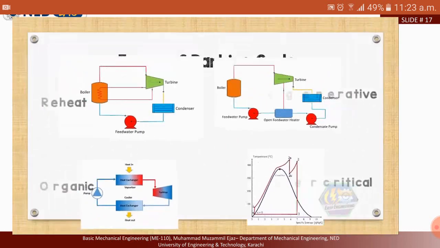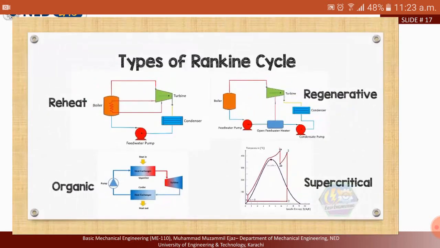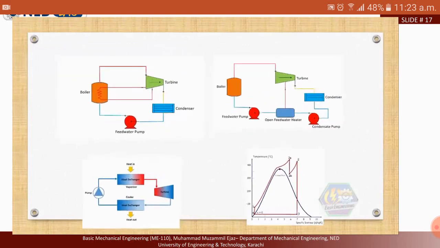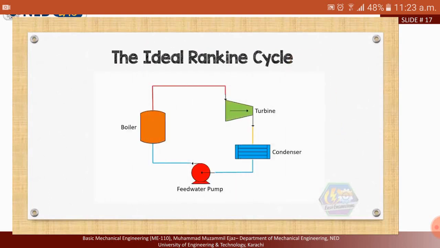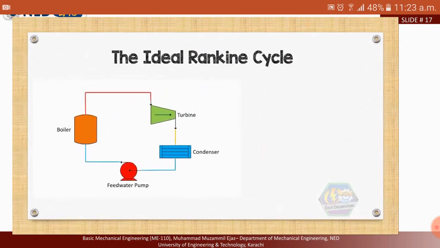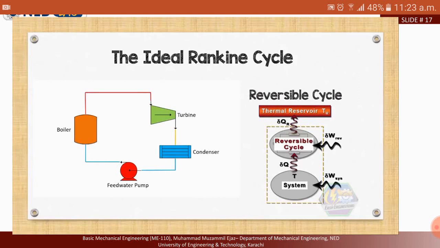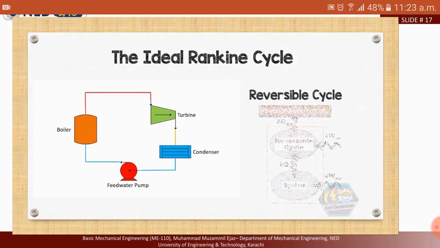So those are the types of Rankine cycle. But on this video, we will only discuss the most basic and fundamental of the cycle, the ideal Rankine cycle. We must be aware first that this operates slightly different than the real Rankine cycle. This is a reversible cycle. Common sources of irreversibilities are neglected, such as frictional pressure drops and undesired heat transfer with the surroundings.